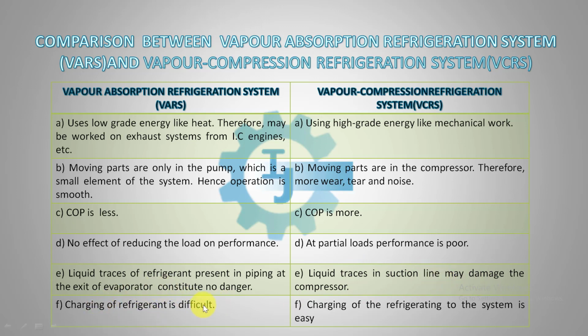Next, the charging of the refrigerant is difficult in case of the vapor absorption system, and in case of the vapor compression system, the charging of the refrigerant is very easy. So, this is the difference between the vapor compression refrigeration system and the vapor absorption refrigeration system. The main two differences are that the COP is more in case of the vapor compression system, and in case of the vapor absorption system, the COP is less.